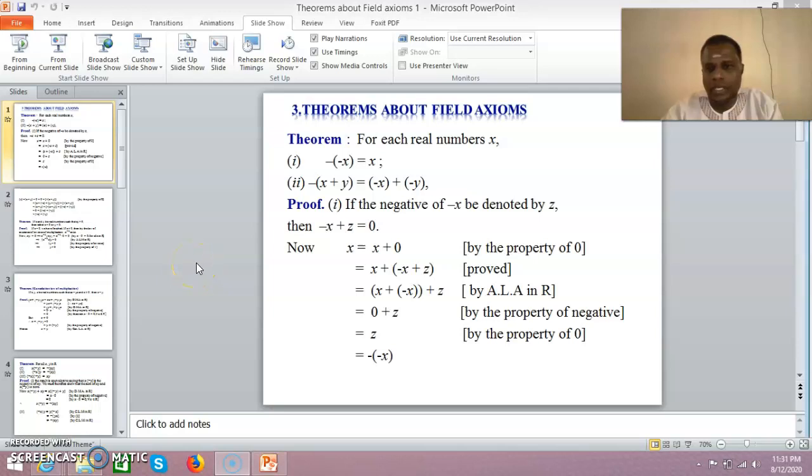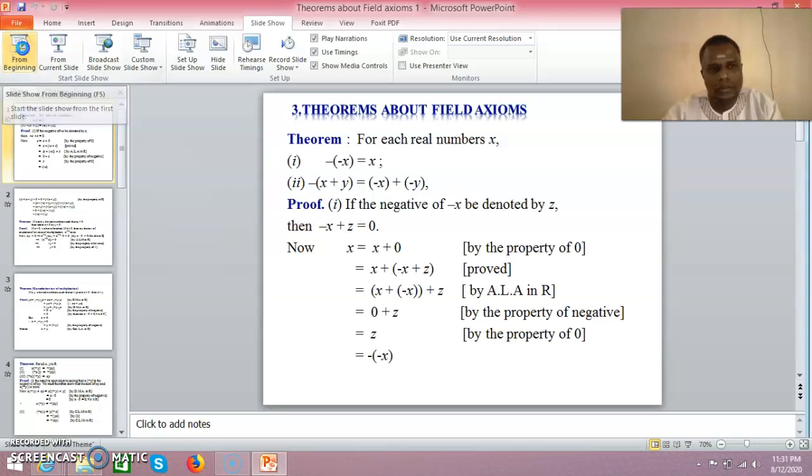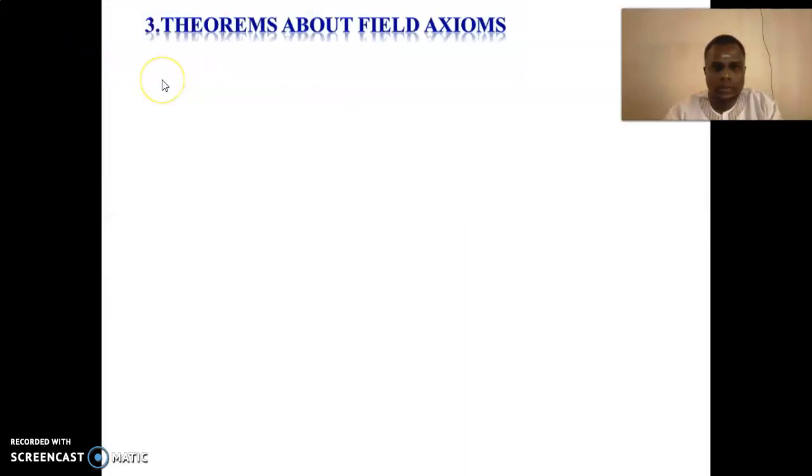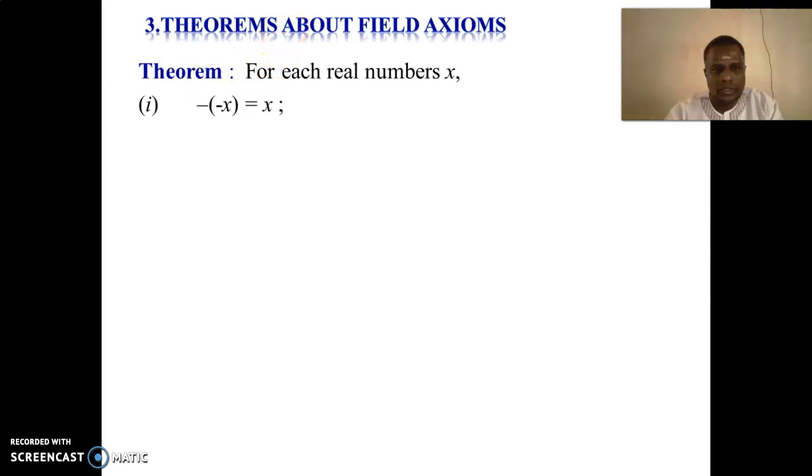Theorem about field axioms. Theorem: for each real number x, the negative of minus x is x. Here you watch. The negative of minus x is x. And the negative of x plus y equals the negative of x plus the negative of y.